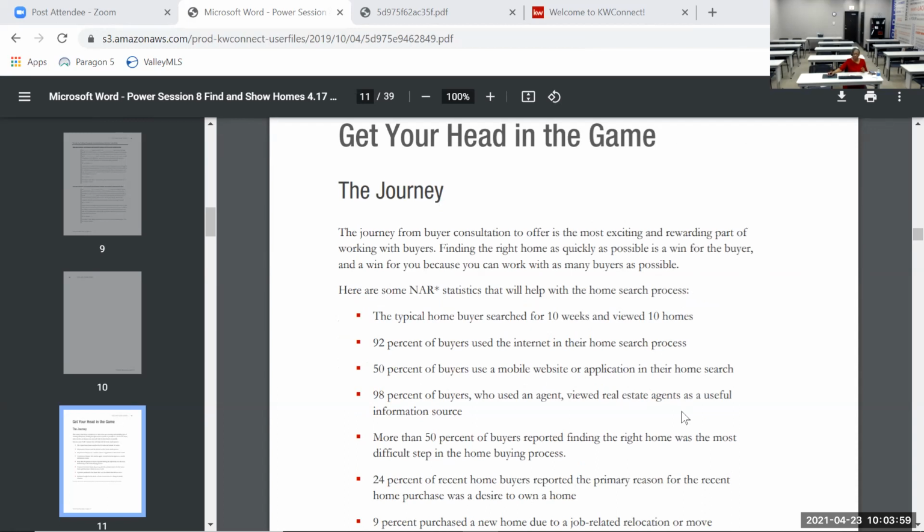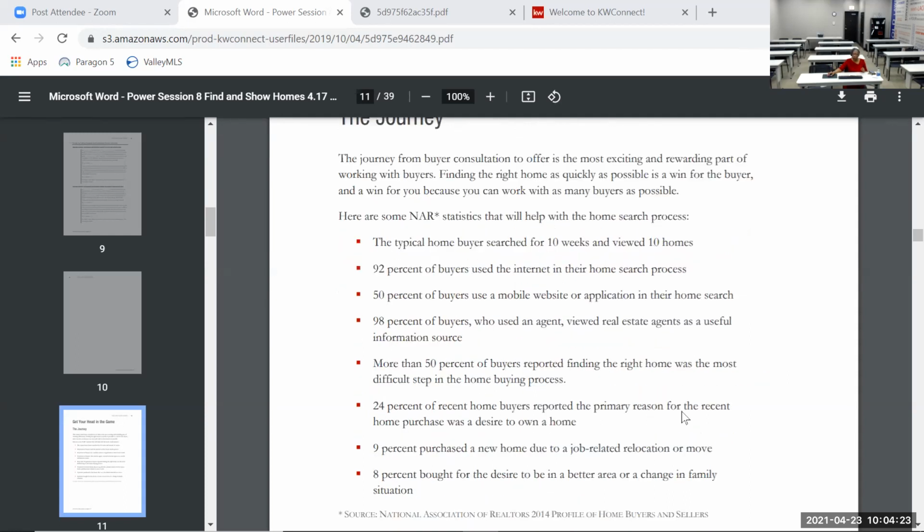92% of buyers use the internet in their home search process. 50% of buyers use a mobile website or a mobile app in their home search. You have both. You have access to a website, you have access to an app that you can share. 98% of buyers who used an agent viewed real estate agents as a useful information source. You want to be that resourceful agent for your buyers. Anybody that you know that is thinking about buying a home, you want to be that resourceful person.